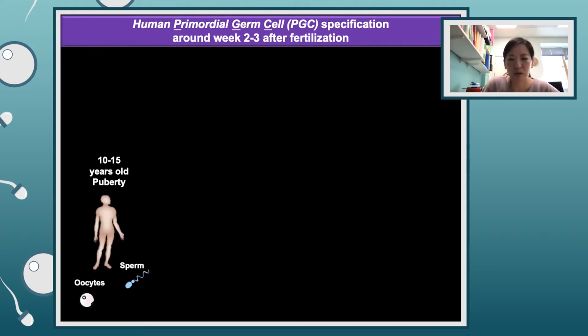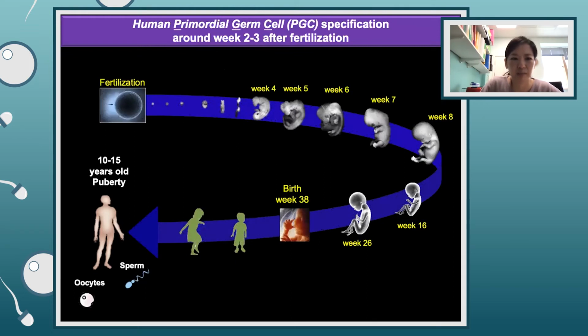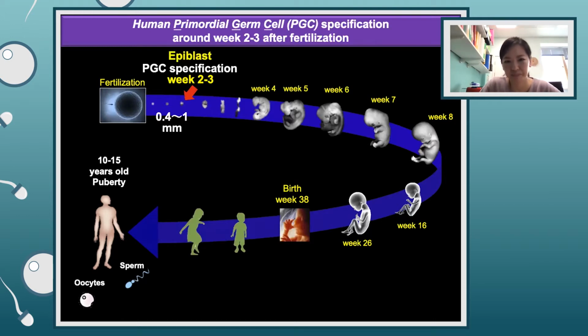Human germ cells become functional and mature at puberty, around 10 to 15 years old. But the development initiates way before, in the uterus, as PGC specification happens only week 2 to 3 after fertilization, in the tiny embryo, less than 1 millimeter, called epiblast.